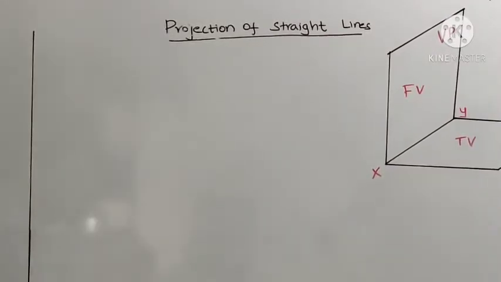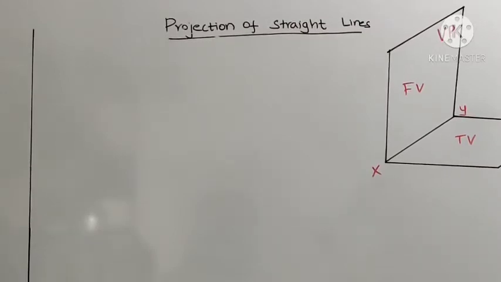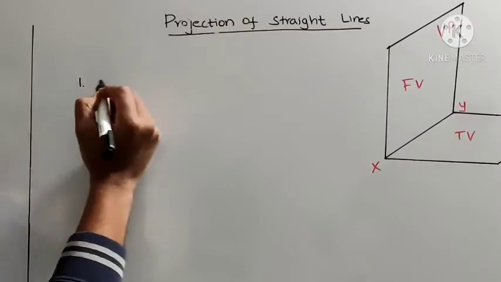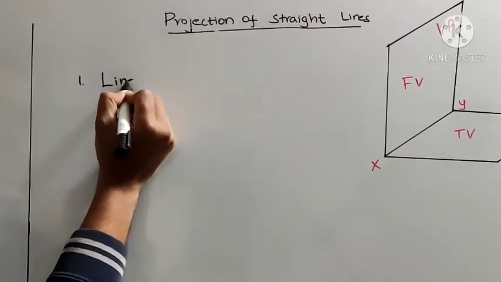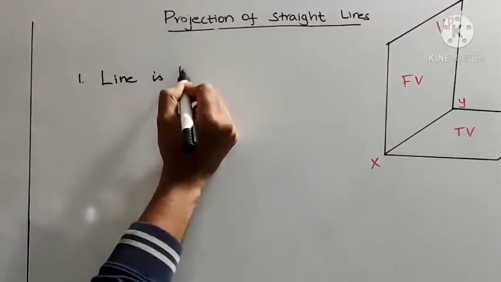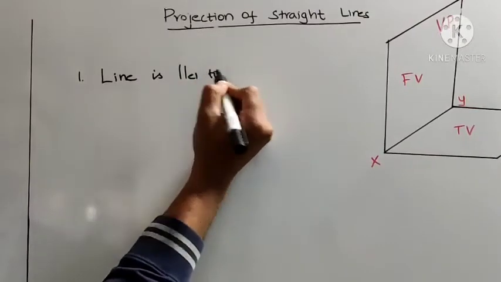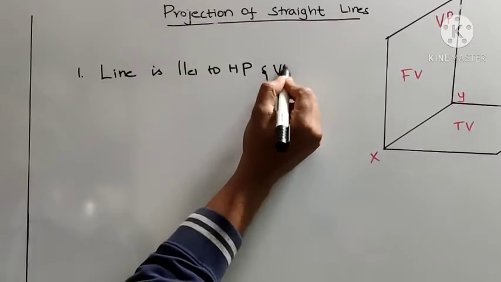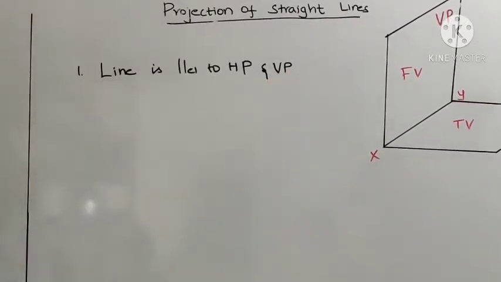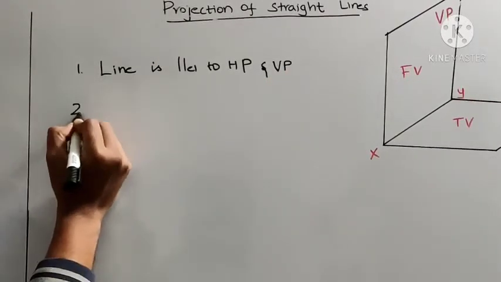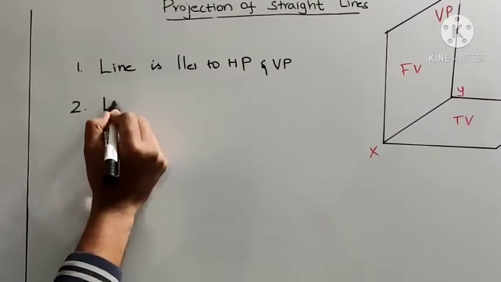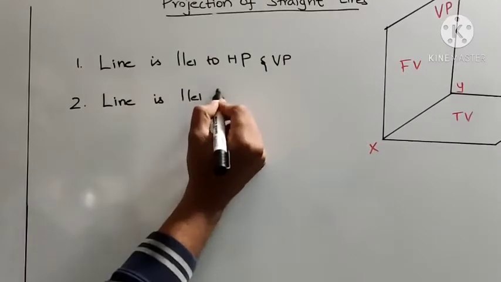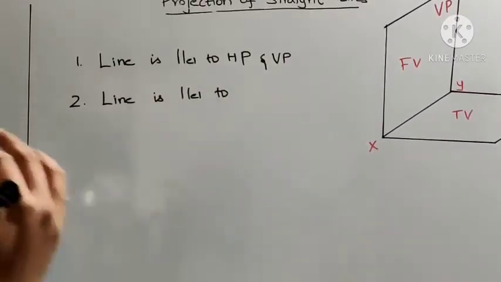Okay. So in this lecture, we are going to discuss 3 cases of projection. The case 1 is when the straight line is parallel to HP and VP. So this is the first case, and the second case is when the straight line is parallel to any one plane.